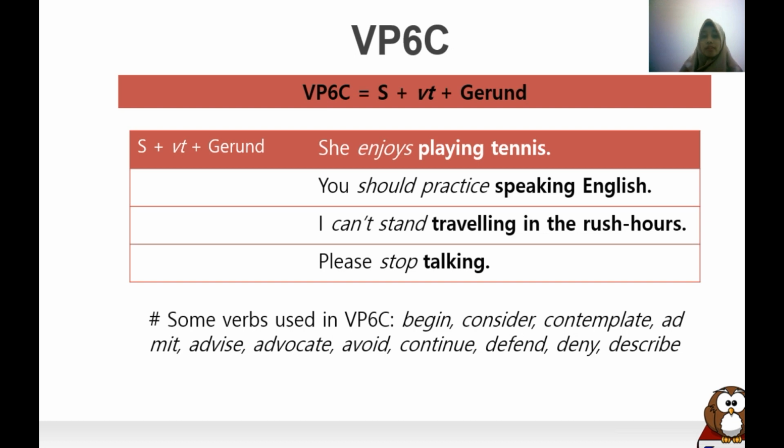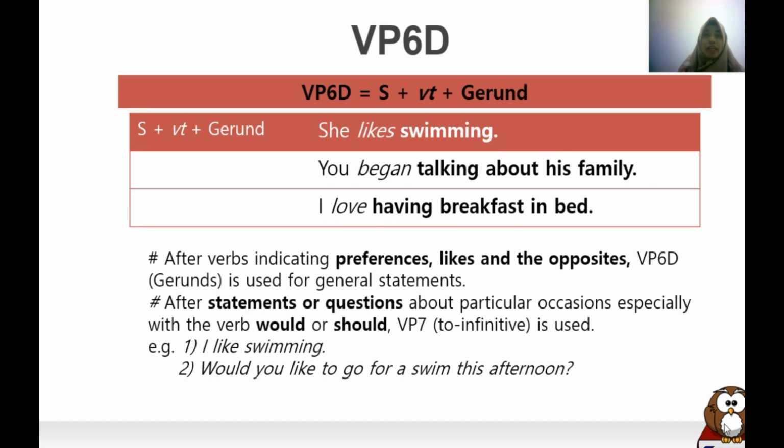Please stop talking. Okay, stop here is the verb, the VT, and then talking is the gerund. What about the subject? Because it's an imperative sentence, the subject is omitted. Some verbs used in VP6C are like begin, consider, contemplate, admit, advise, advocate, avoid, continue, defend, deny, describe, and so on and so forth.